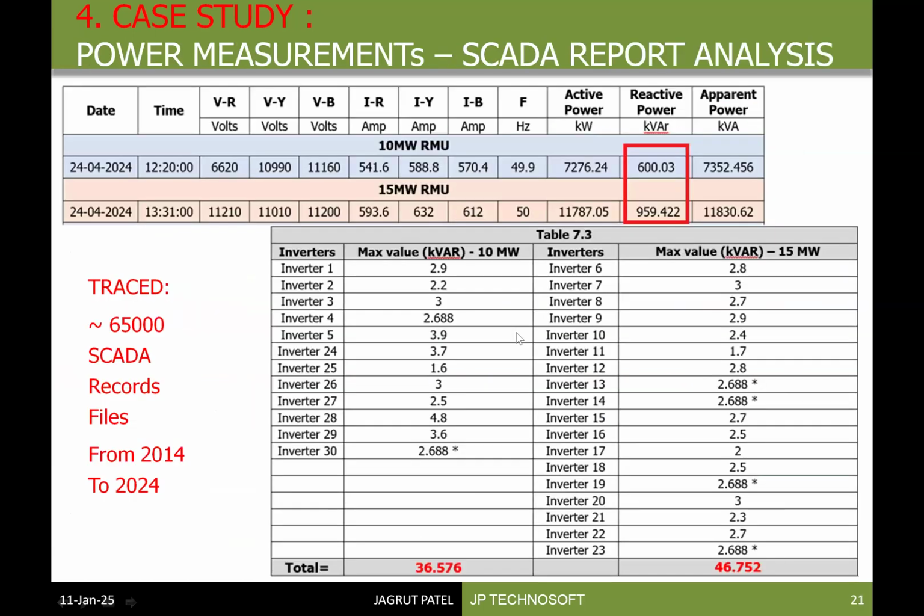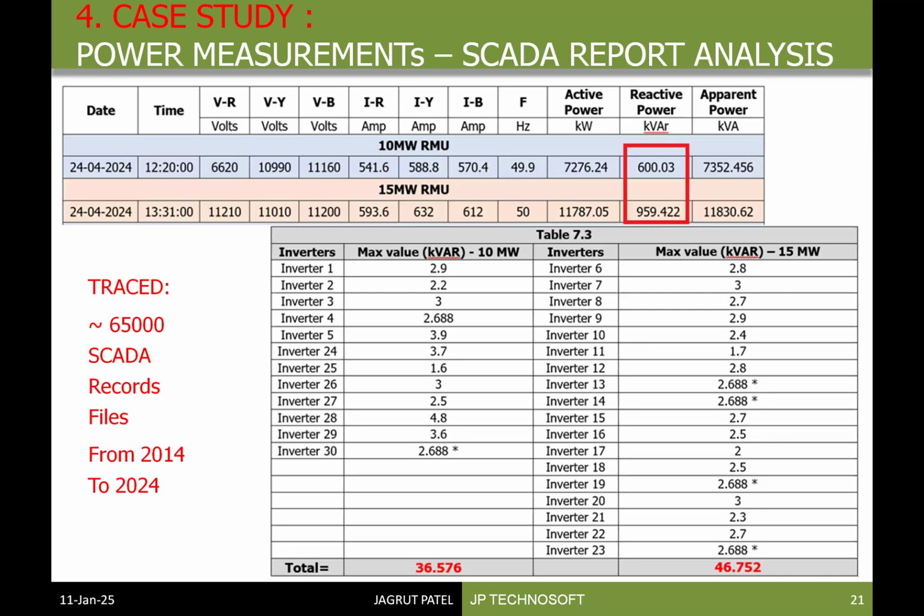Then we established through a SCADA report analysis how much is the reactive power consumption. The plant was divided into two parts. One was 15 megawatt and another was 10 megawatt. तो दोनों प्लांट का फिर एक सिंगल हुकअप था. We checked around 65,000 SCADA file records. We could come to know the maximum is 600 kVAR for the 10 megawatt and approximately 950 kVAR for the 15 megawatt systems.